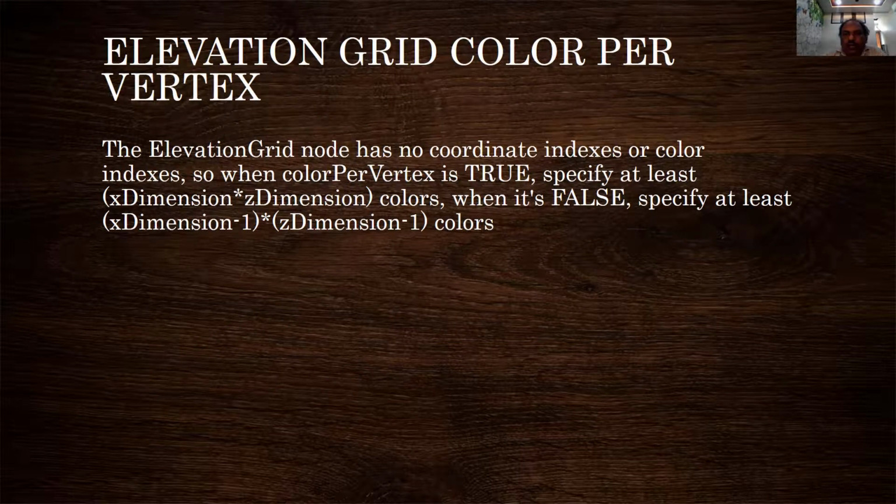Elevation grid color per vertex. The elevation grid node has no coordinate indexes or color indexes. So when color per vertex is true, specify at least X dimension and Z dimension colors. When it's false, specify at least X dimension minus 1 and Z dimension minus 1 colors. So that is the rule for giving the color per vertex to the elevation grid.